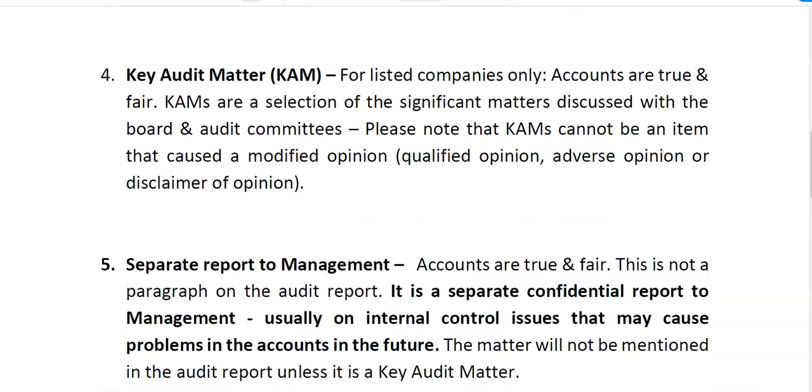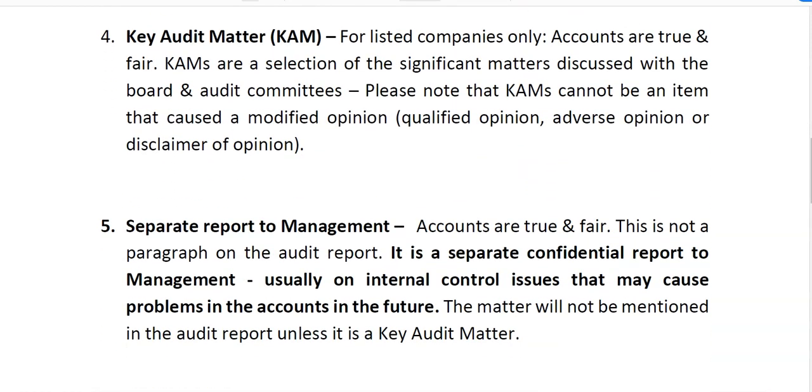And the last one is where there's a separate report to management. So here it's an unmodified audit report. This is an outlier. It's different to the first four. Number 1 to 4 there were extra paragraphs to a non-modified audit report. This is not an extra paragraph. It's a separate report. So it's still an unmodified audit report.